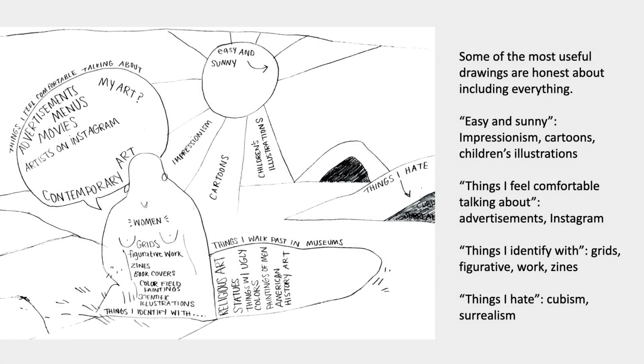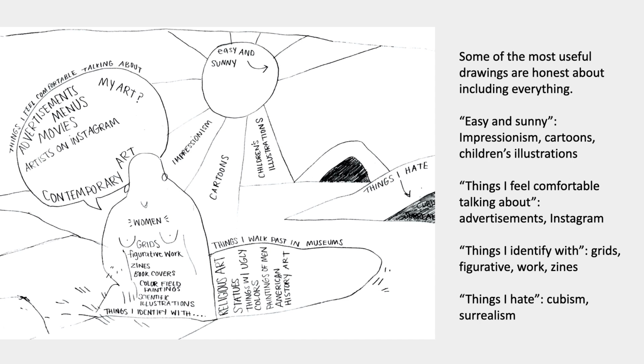Some of the most useful drawings are honest about including everything, like social media and stuff like that. This is an example of that. So the sun is labeled easy and sunny, and the rays of the sun are labeled impressionism, cartoons, children's illustrations. And then there's a speech bubble to the upper left there, and it's labeled things I feel comfortable talking about, advertisements and Instagram. And the figure herself is labeled things I identify with, grids, figurative work, zines, and so on.